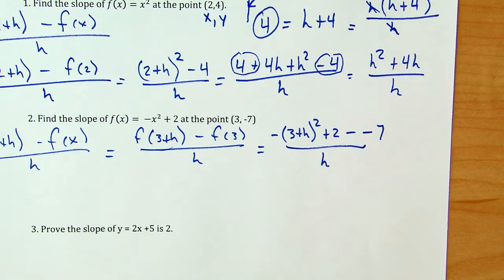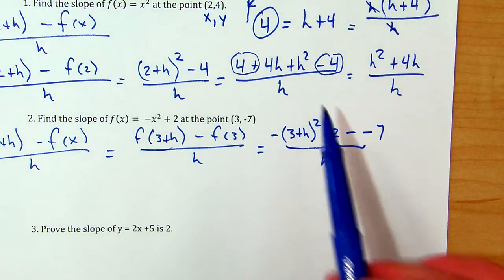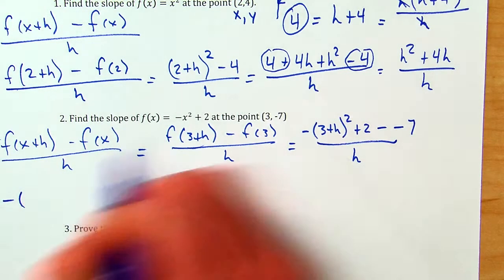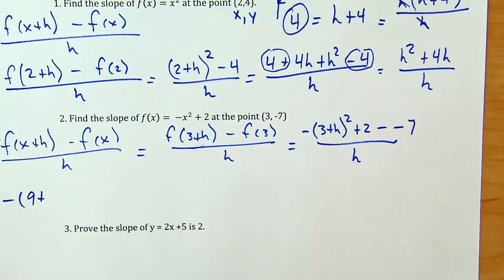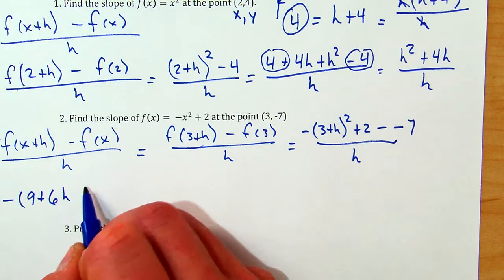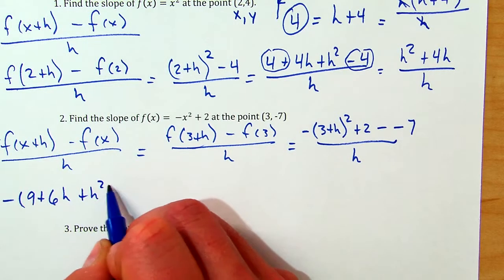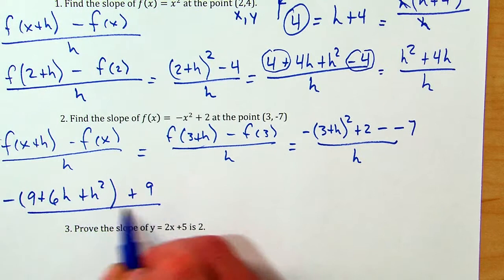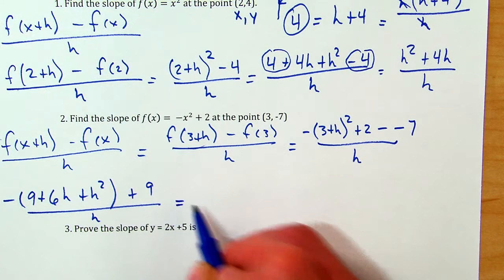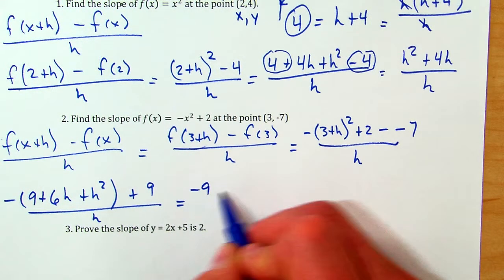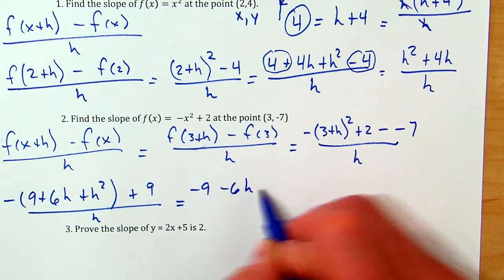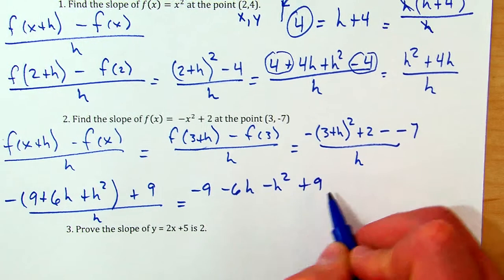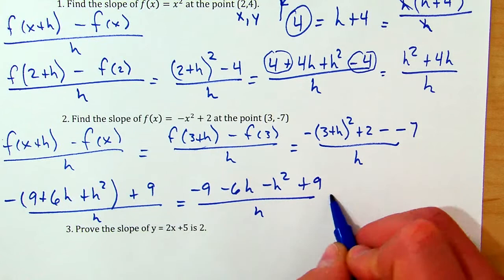Something's going to cancel out, but I have to FOIL in order to do that. When I FOIL that, I'm going to get negative, 9 plus 6h plus h squared, plus 9 all over h. Now let's simplify this. Looks like negative 9 minus 6h minus h squared plus 9 over h.